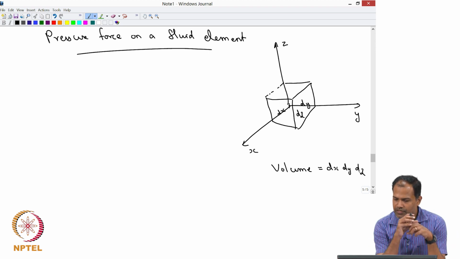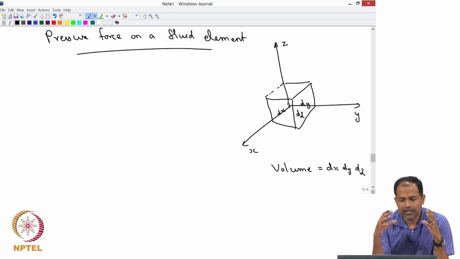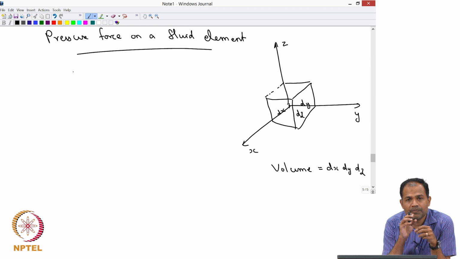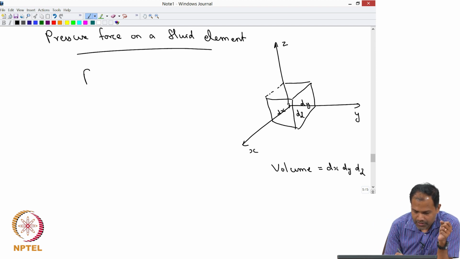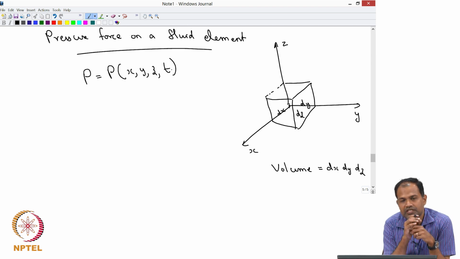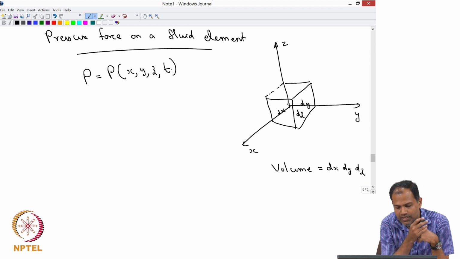And let us say this fluid element is in a given fluid where there is a pressure distribution. That means the pressure is changing from one point to another, and let us say pressure is given as a function of x, y, z, comma t. So, pressure is changing at every point as well as in time. At any given point x, y, z and t, you know what the pressure is.